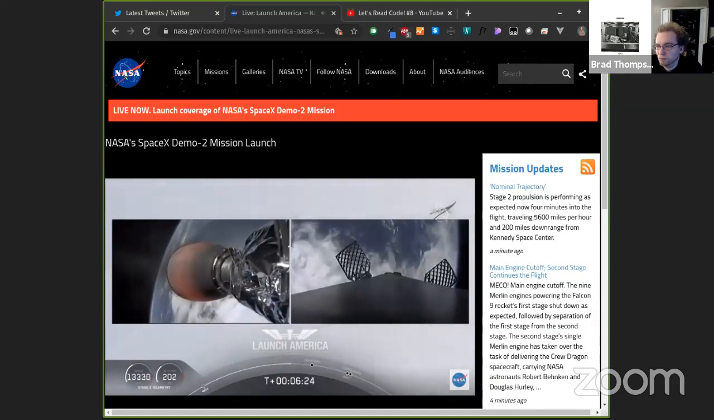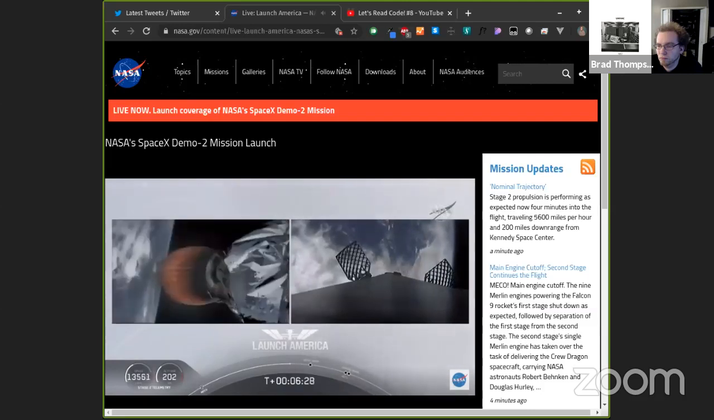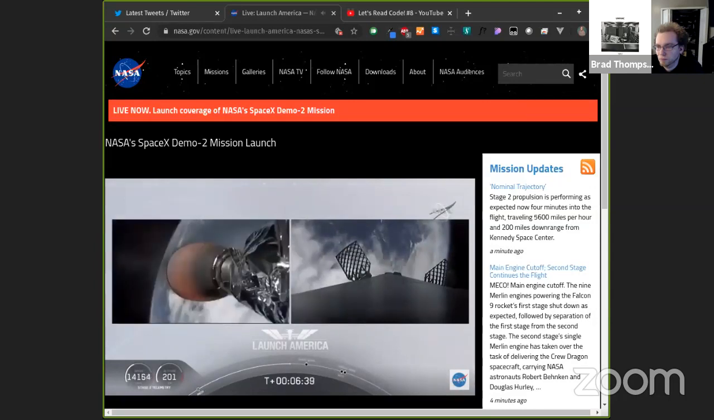While that second stage continues powering Dragon to orbit, keep an eye on that timer. It's going to continue to burn until 8 minutes and 44 seconds into flight, a little over 2 minutes. Here, the call out SECO will then be a little after. Stage 2 propulsion is still good. A little over 3 minutes.